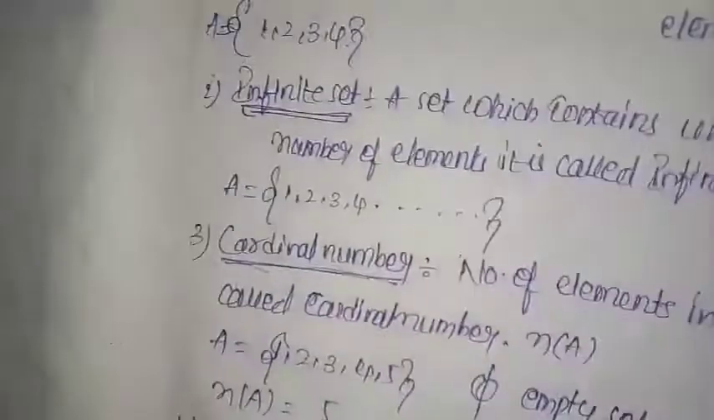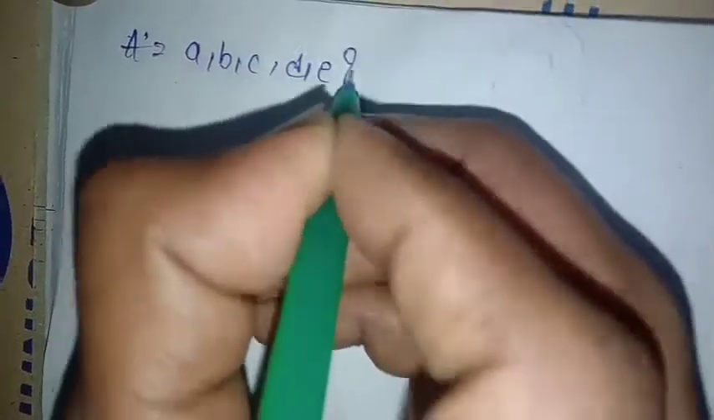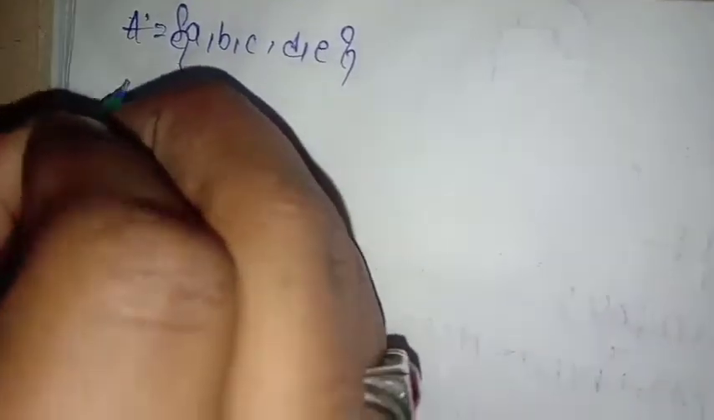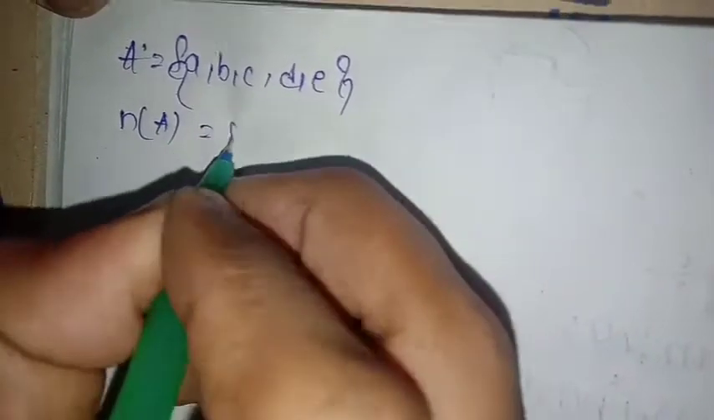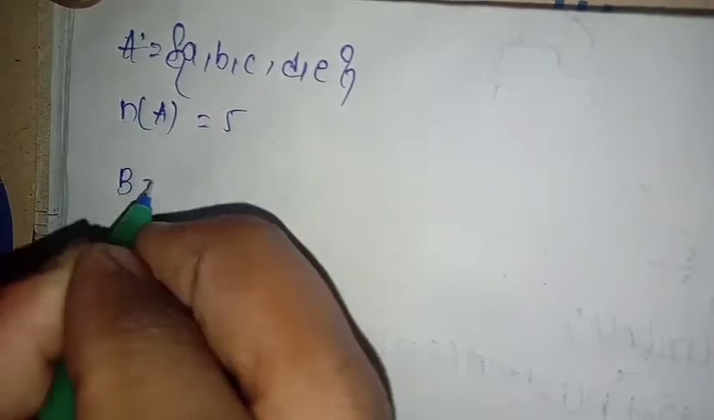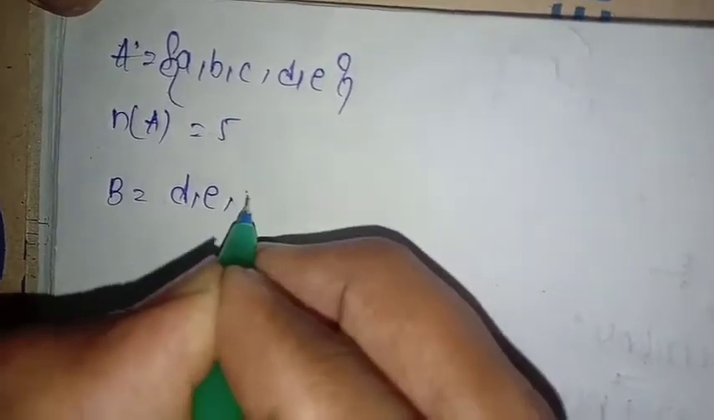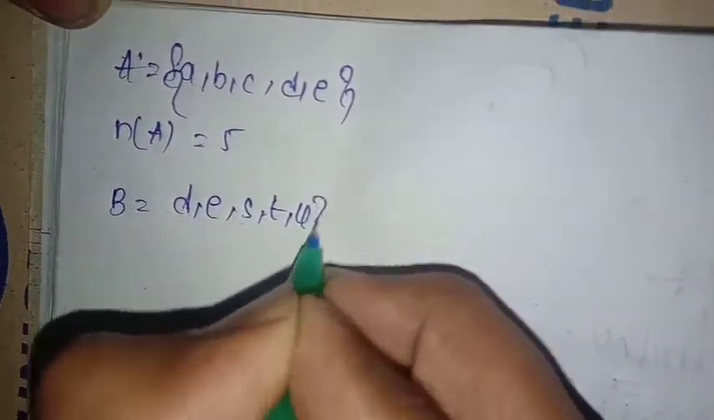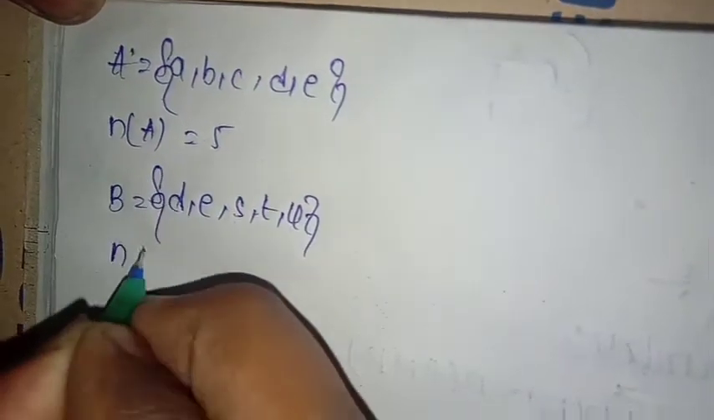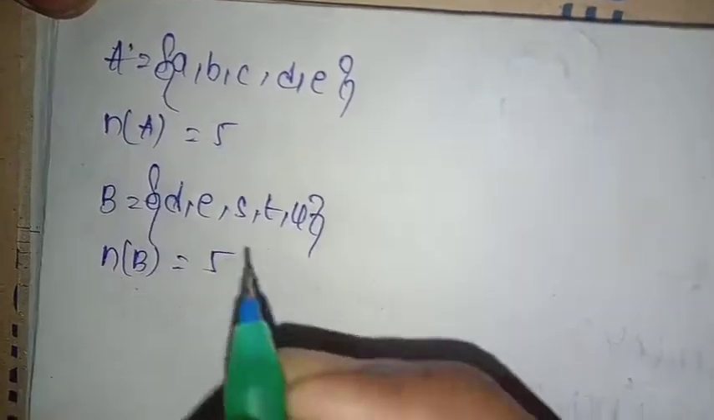First, we have to find A equal to A, B, C, D, E. n of A equal to 5. B set equal to D, E, S, T, U. n of B equal to 5.